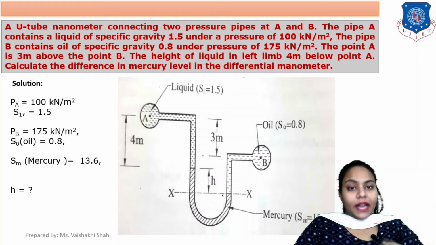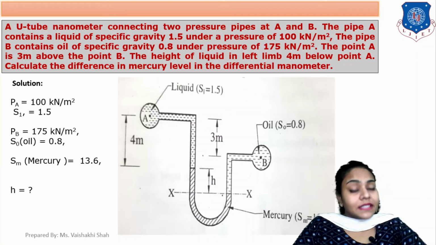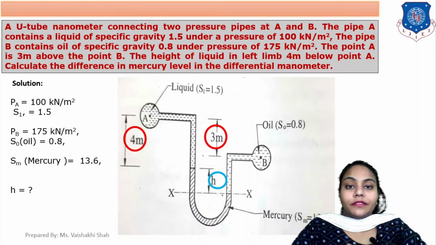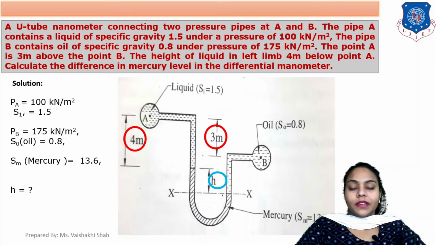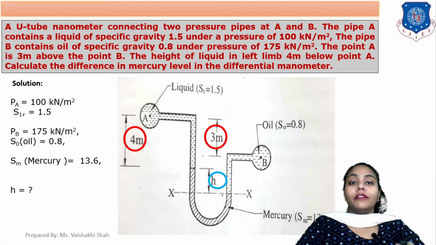Okay. Now in the U shape the mercury is filled. Mercury with specific gravity 13.6 and density 13,600. Now here we have to find out the mercury level difference, which is indicated as h here. So, there are 3 different distances: first is 3 meter, second is 4 meter and third is h. We have to find out the value of h here.